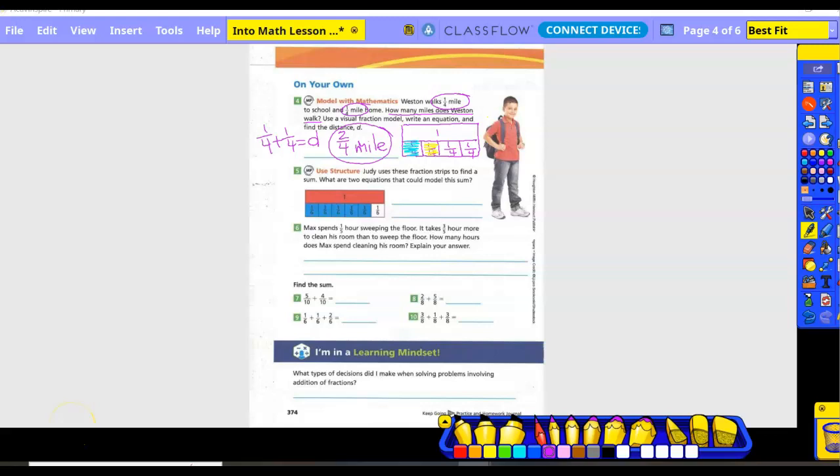Everybody, do these fraction strips to find the sum. What are the two equations that could model this sum? Okay, so they were nice enough and already drew it for us. Are we using the red part? No, we're only using the blue. Okay, this is like the other day on our math lesson. So what does our total need to be? 5/6, right? Okay, but we need to come up with two fractions that added together would get us 5/6. What's one example?